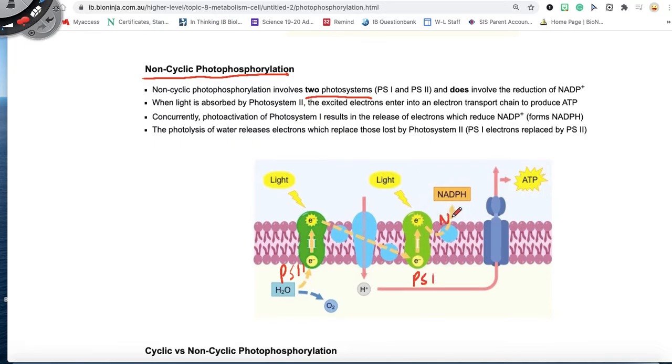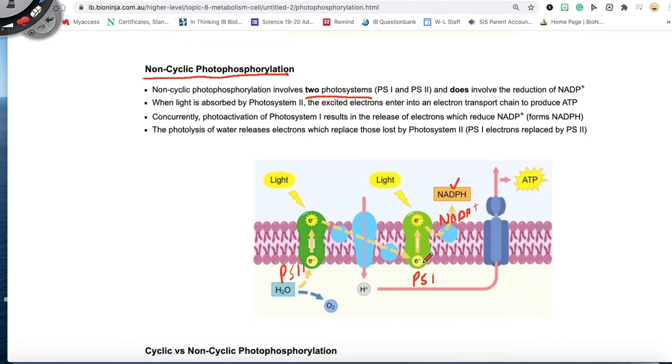Notice how NADP plus does get reduced into the carrier molecule NADPH, right? So this electron in photosystem 1 that got excited does get transferred here, and it reduces NADP plus. And here we see that when light is absorbed into photosystem 2, the excited electrons will go down this initial transport chain, right, between photosystem 2 and photosystem 1.